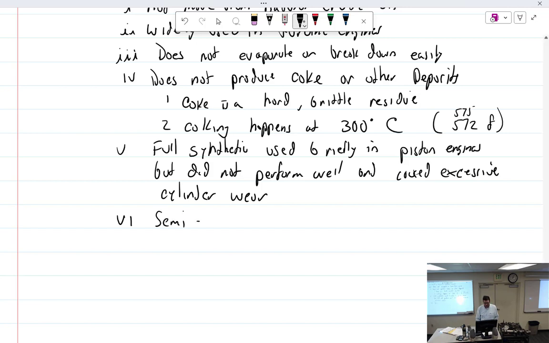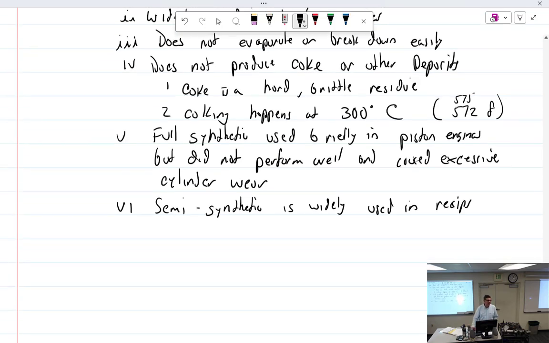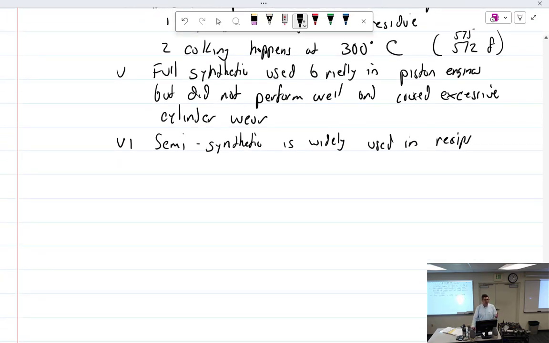Semi-synthetic. What is semi-synthetic? It's a blend. So you pour a little synthetic in, pour a little mineral oil in. Semi-synthetic is widely used in recips. So it's 85/15? I don't know what that blend is exactly.